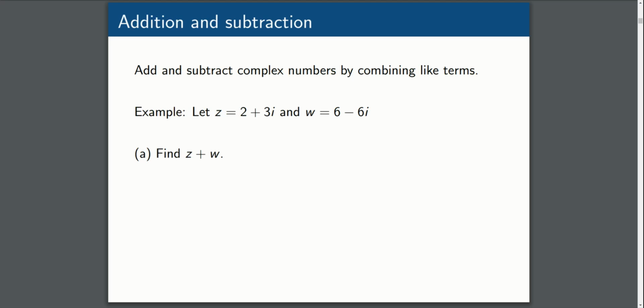I have complex numbers z and w, and I want to add them. Okay, so I plugged in the values for z and w, and then I combined like terms. And what that means in complex numbers, the real parts are like terms. So 2 plus 6 is 8. Also, the imaginary parts are like terms. So 3i minus 6i gives me negative 3i.